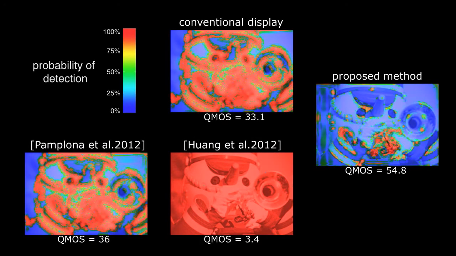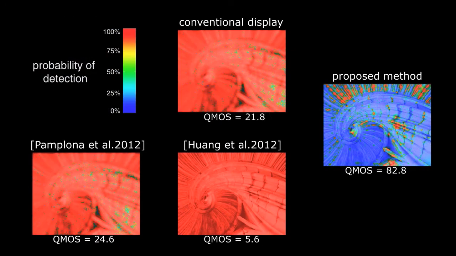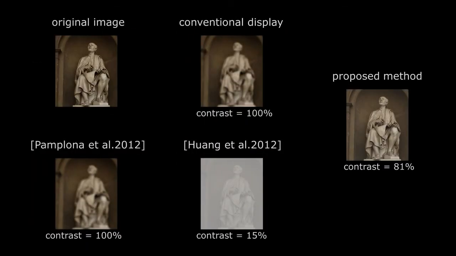To evaluate the combined effect, we use a perceptual metric, HDR-VDP-2, which provides a difference detection map and a quality score. Here, our result has the highest score. In the second example, our result has 5 times the contrast and more than 3 times the score. And now, here's the final example.